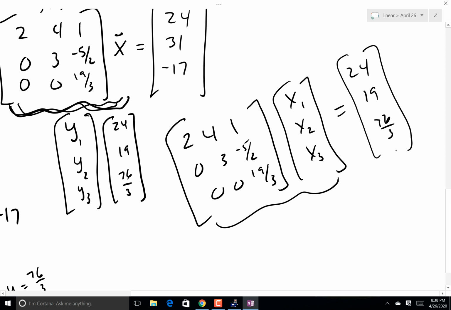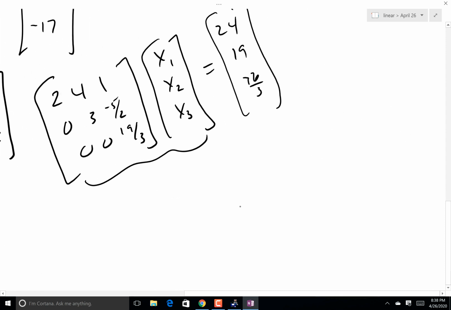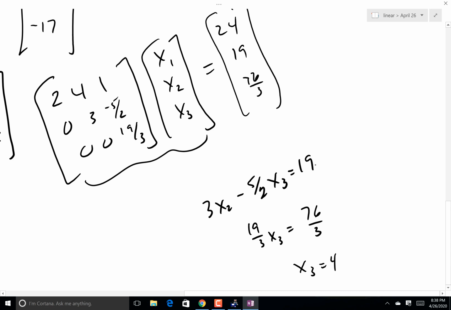So it's pretty clear that you're going to have 3 more equations. The first one is 19/3 x3 equals 76/3. That means x3 is 4. Then you've got another equation: 3x2 minus 5 halves x3 equals 19. If you plug this in, 2.5 times 4 is 10. So 3x2 minus 10 equals 19. 3x2 is equal to 9. x2 is equal to 3.